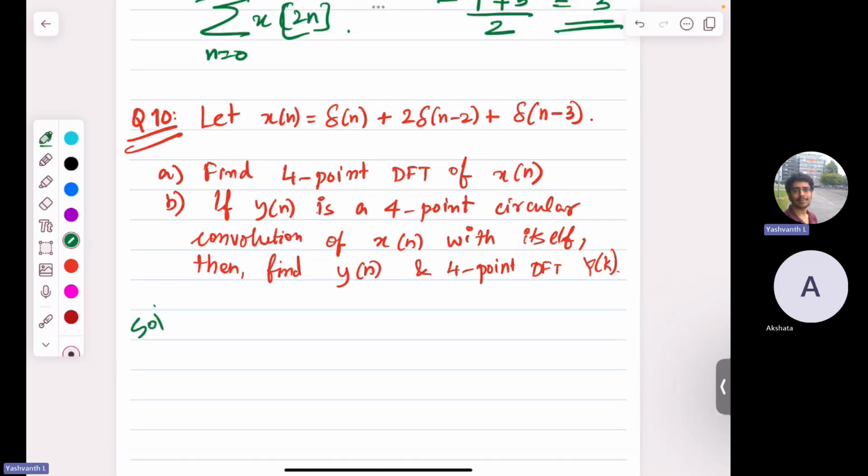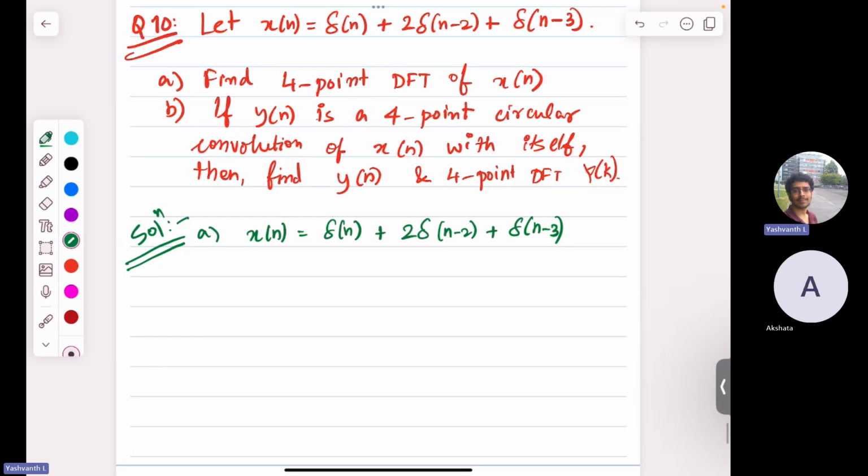So the first question is again simple, right? So x of n is nothing but delta of n plus 2 delta of n minus 2 plus delta of n minus 3. So you can just apply the Fourier transform definition, right? So you can show that this comes out to be 1 plus 2 W4^(2k) plus 1 W4^(3k). That's all. This is the DFT, where W is a twiddle factor.